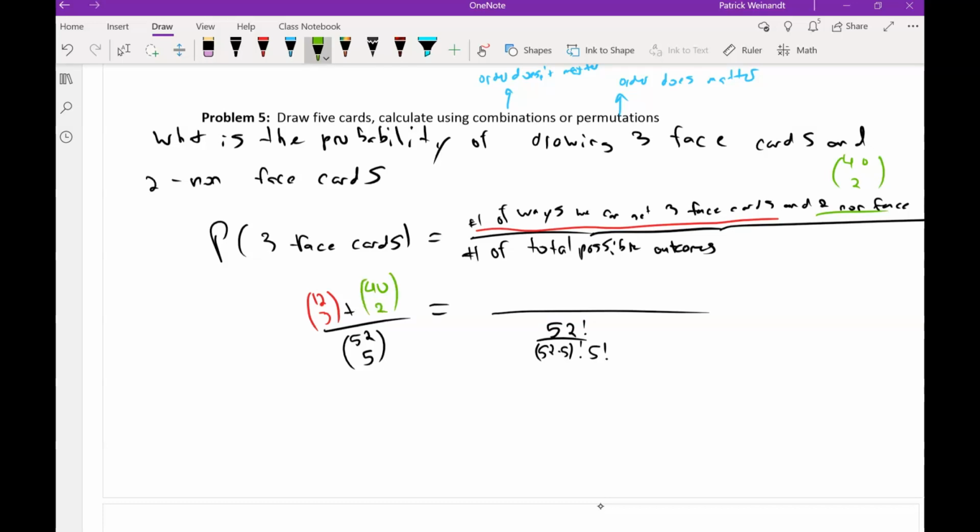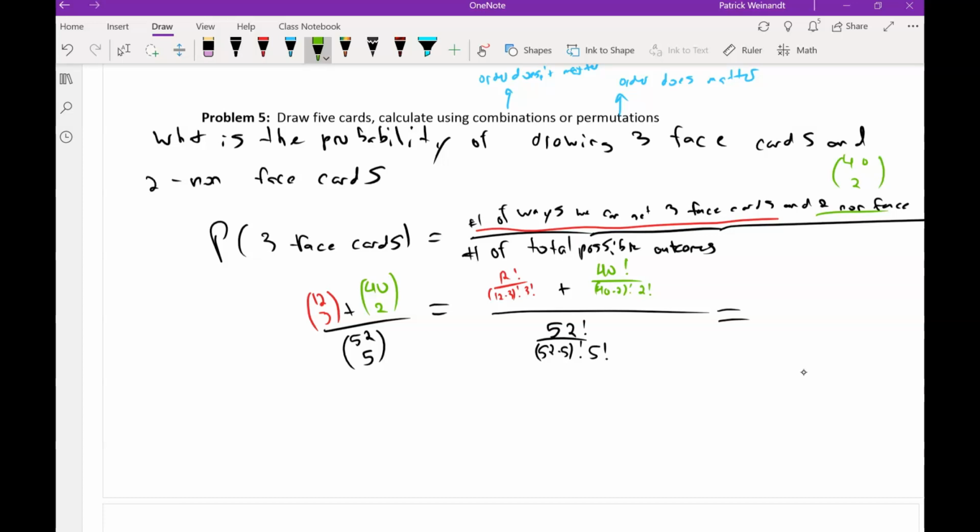And really, we can plug this into our Desmos calculator if we wanted and find this probability. So let's actually do that. We can write these out. I guess this would be the same as 12 factorial over 12 minus 3 factorial, in parentheses 3 factorial, plus 40 choose 2 would be 40 factorial over 40 minus 2 factorial times 2 factorial.